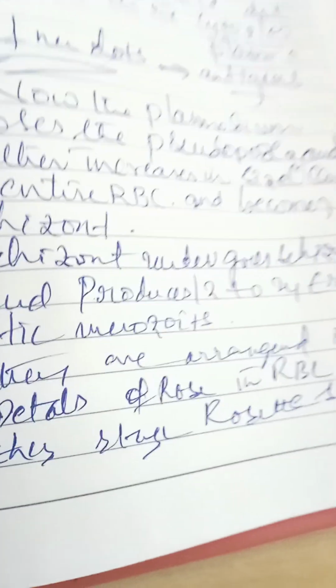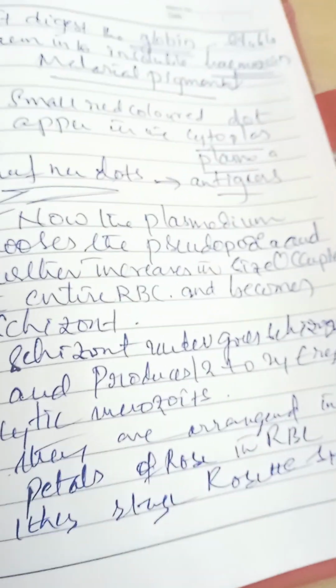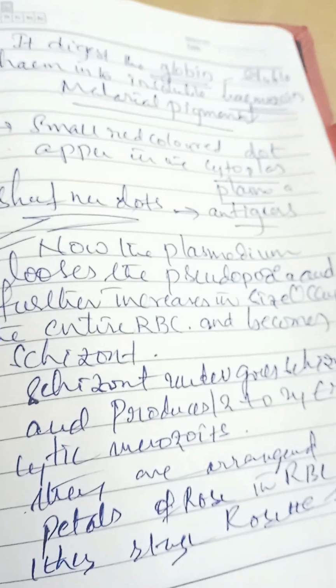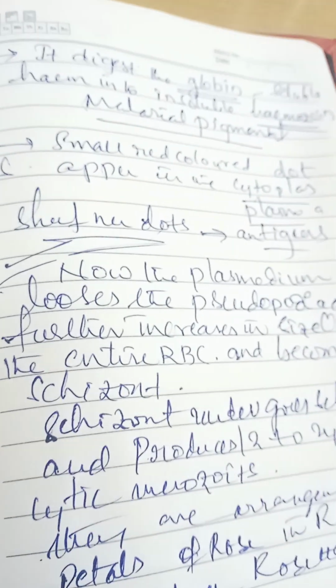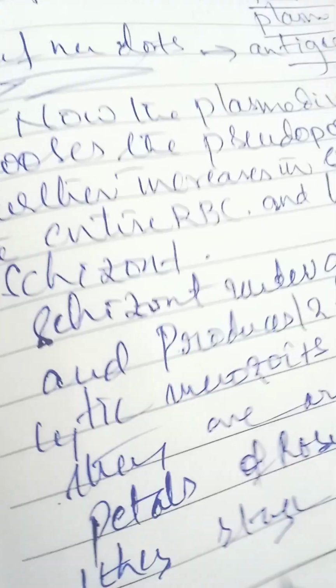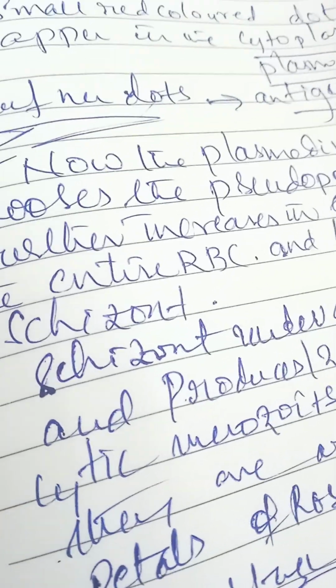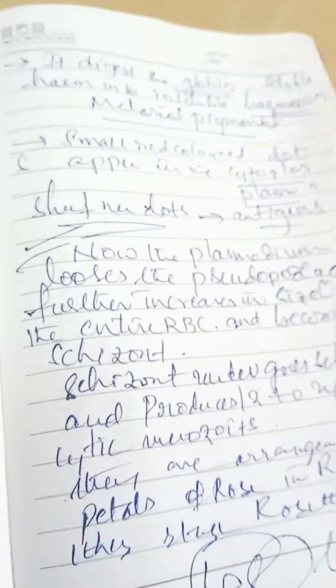Finally, the schizont bursts and releases the merozoites along with the hemozoin into the blood. This cycle completes in approximately 48 hours.